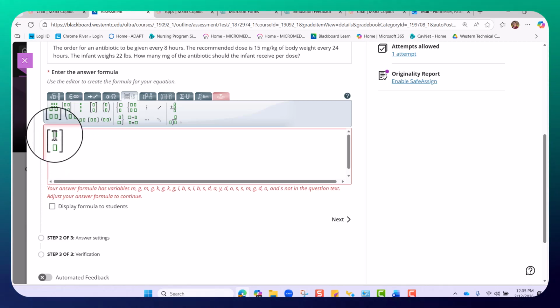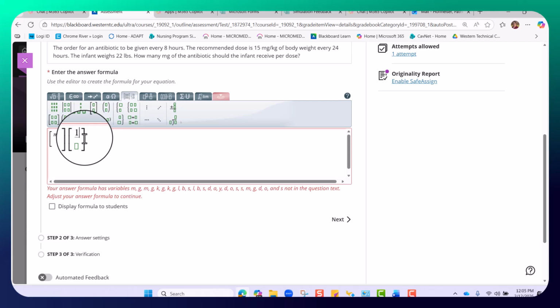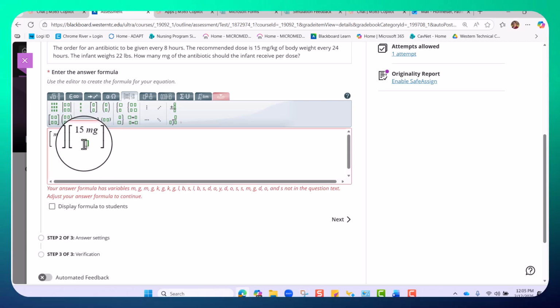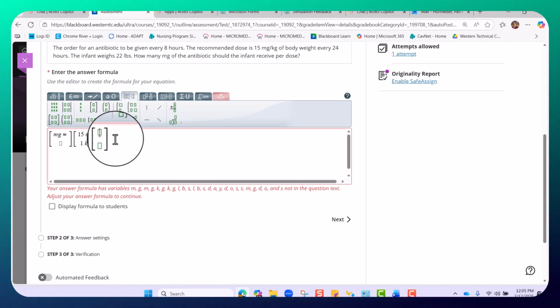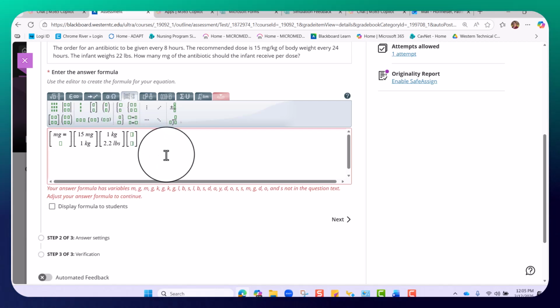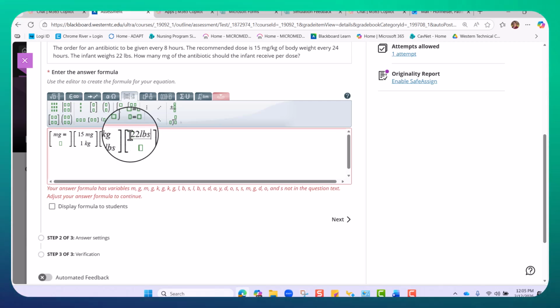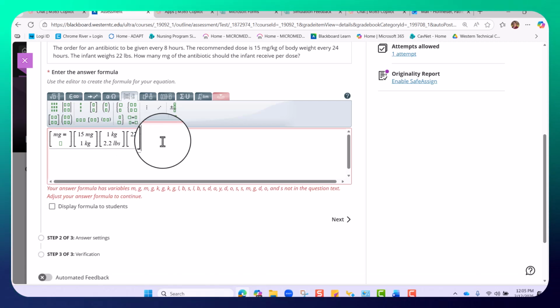So again, in the beginning of this fraction, we would put the milligrams equals, and then set up my next bracket, and it would be 15 milligrams on top, 1 kilogram on the bottom, another set of brackets, 1 kilogram, 2.2 pounds, and that's going to be 22 pounds for this infant. And I always tell them to put that 1 in there just so that they're safe. That's the most important thing.